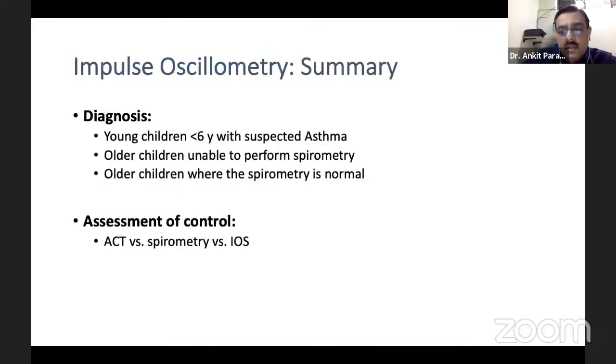Oscillometry does not mean that if we have it, then all children should get it. If you have a young child where you suspect asthma, yes. If you have an older child where you suspect asthma and the spirometries are either normal or the child is not able to do a spirometry, then the answer is yes.